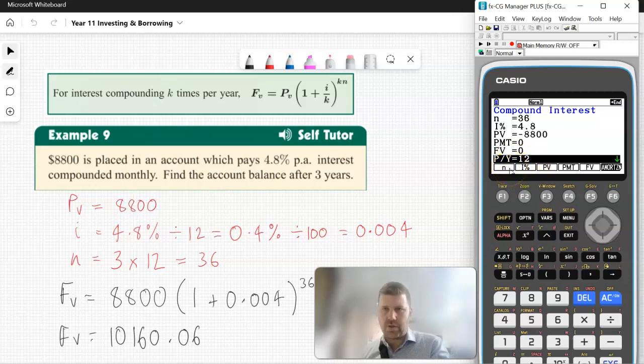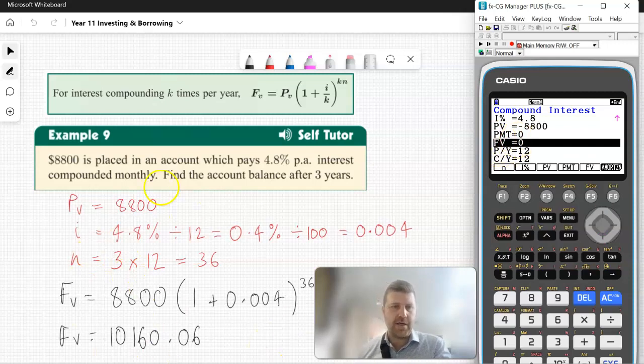Now the last thing on here is the C/Y. That will always be the same as the P/Y. So just leave that as 12. It should automatically change that to 12 for you. Now what we're calculating is the future value of this investment.